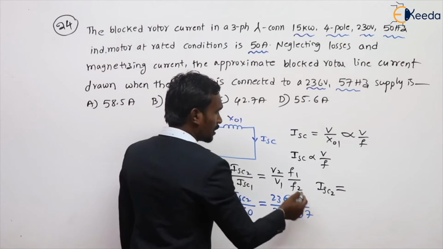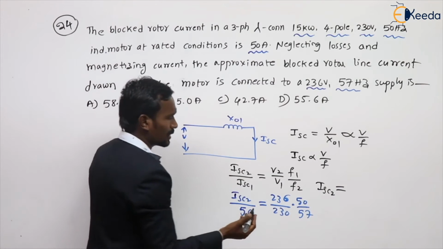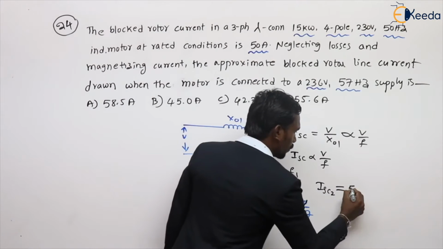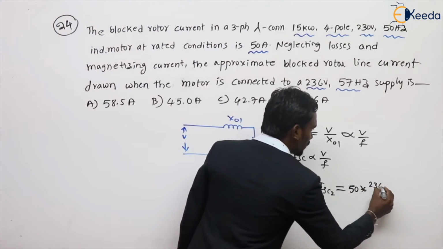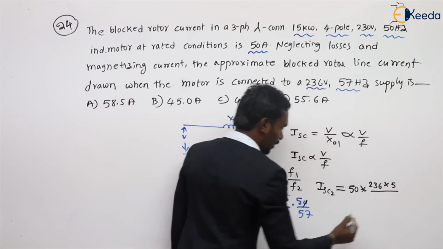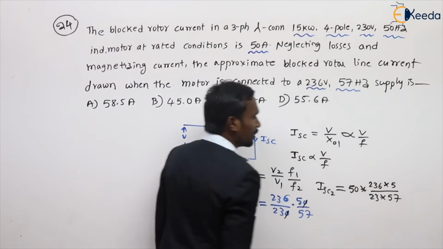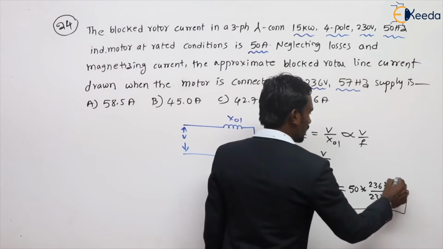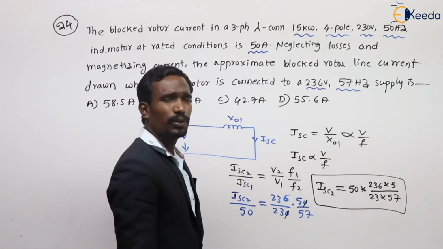If you solve this, then you can get the answer. Once check it. The 0s get cancelled. So ISC is equal to 50 into 236 into 5 upon 23 into 57. Just calculate this and you can get the answer directly.